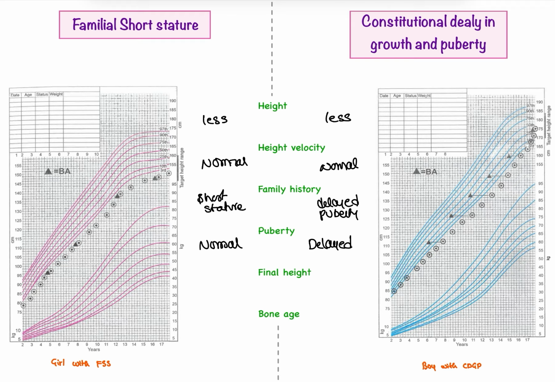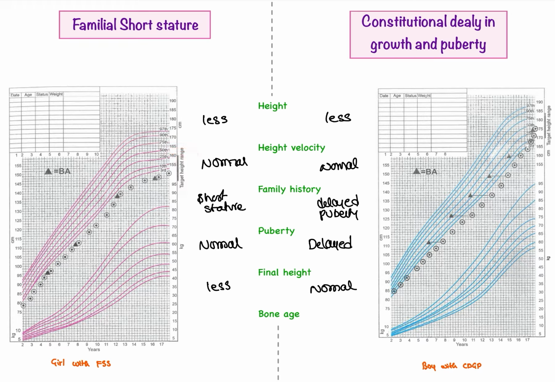The final height in familial short stature is less. In CDGP, the final height is normal. See in this chart, the child is growing below the third centile, and the overall height is less, but she achieved the target height. In familial short stature, there is a target height according to the parents' height. So the overall height is less, but she achieved the target height.